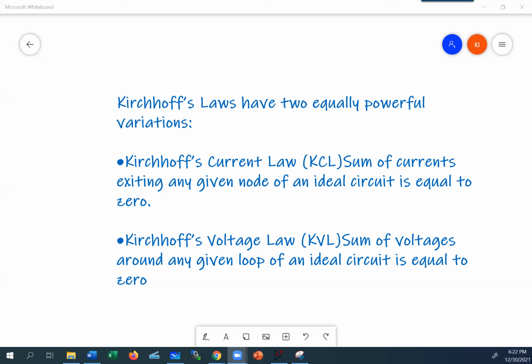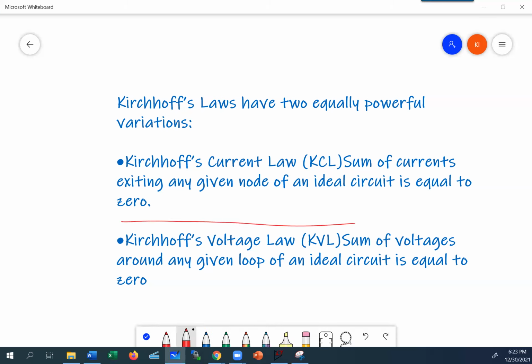Kirchhoff's law has two powerful variations. One is called Kirchhoff's Current Law. The other one is called Kirchhoff's Voltage Law. For the work we're going to do in this video, we're going to strictly focus on Kirchhoff's Current Law, and we're going to leave Kirchhoff's Voltage Law for a later date.